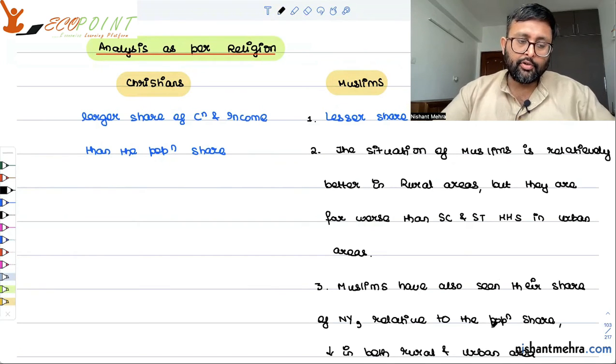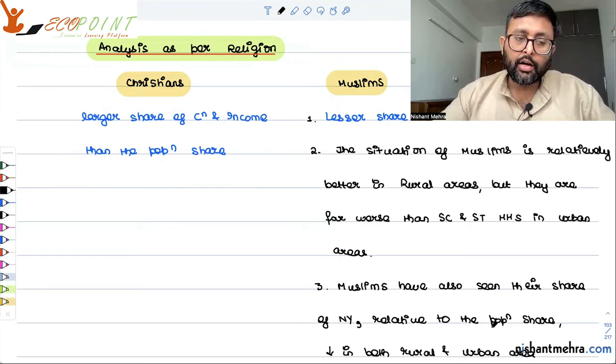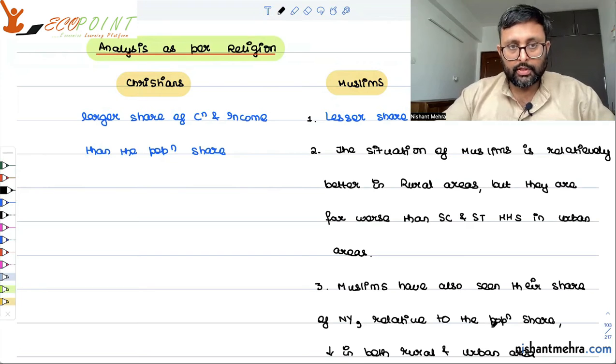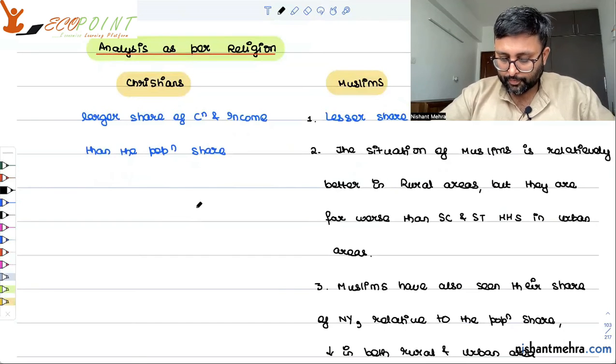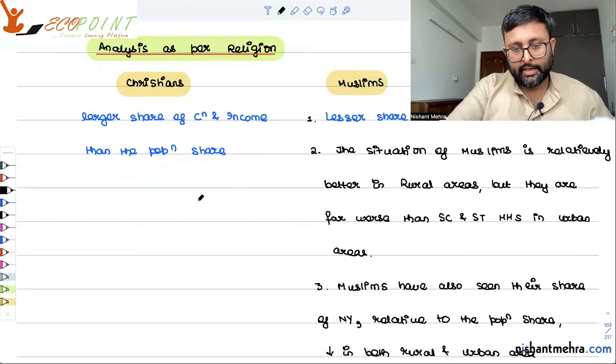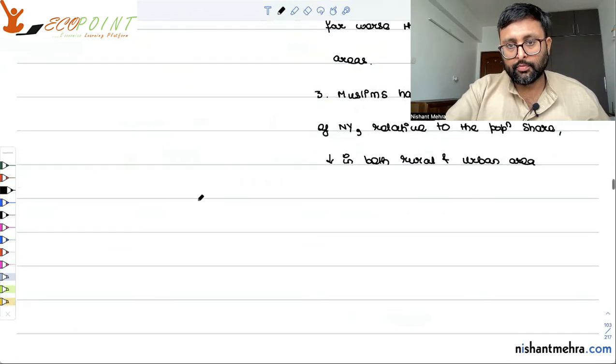So they are trying to tell you that Muslims are in a far more disadvantaged position as compared to the other religious groups, right? And this is of course in terms of consumption and income. But if you look at the asset share to population ratio also, right? So this again is there. So asset inequality also.